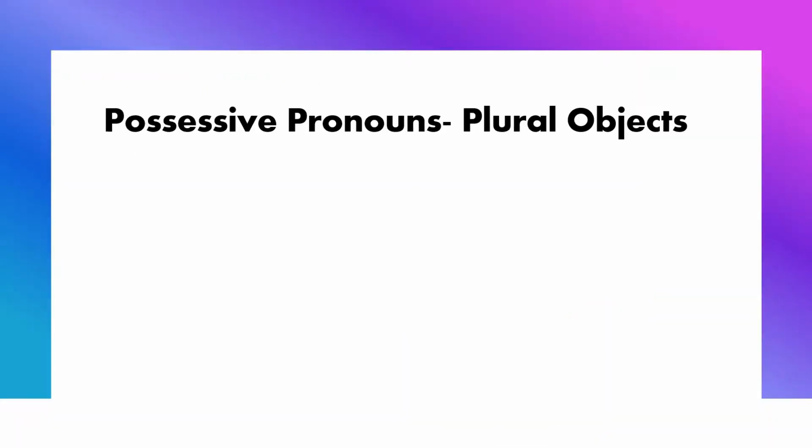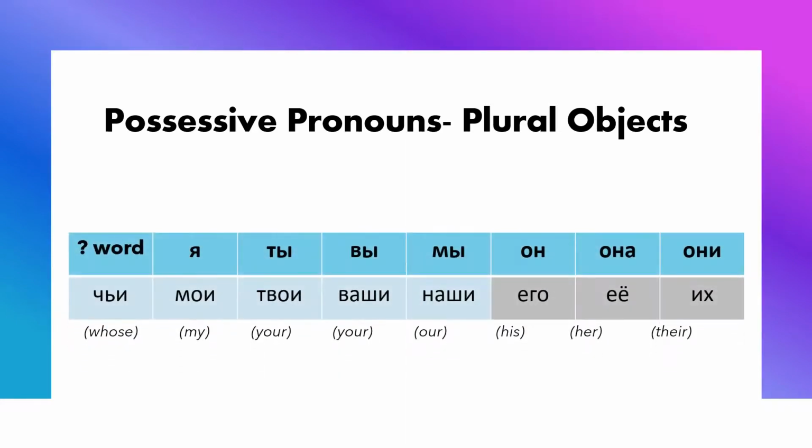Finally, we come to plural, possessing multiple of something. So, same table. Our question word this time is чьи. Okay, so repeat after me each pronoun. Мои, твои, ваши, наши, его, её, их. Okay, so for the ones that do change, it is plural when it has the E ending.